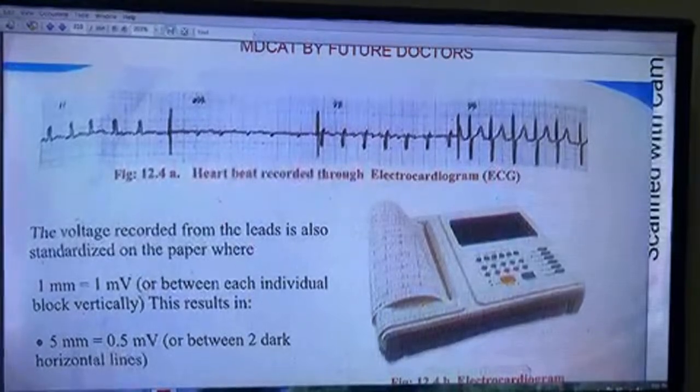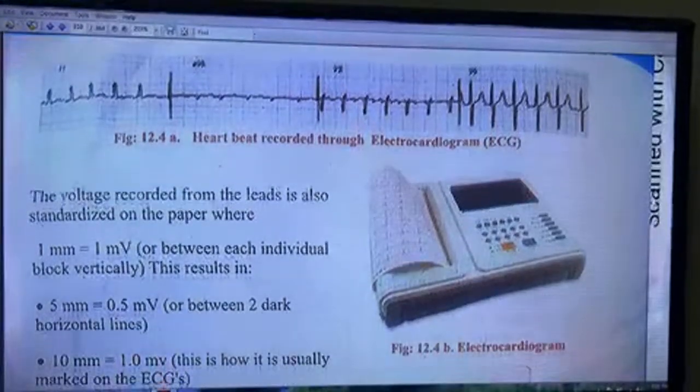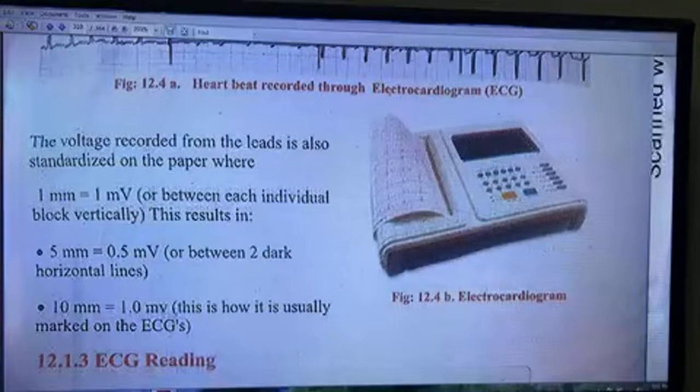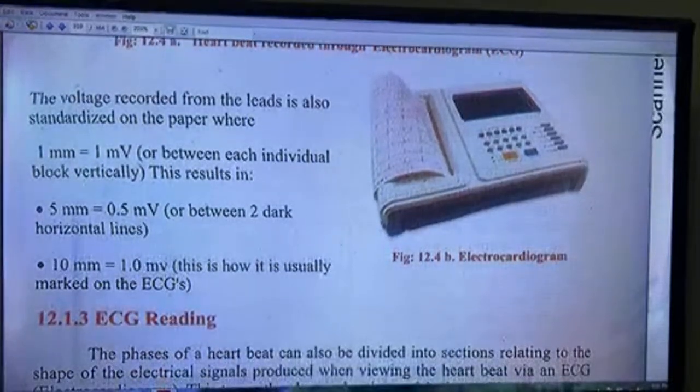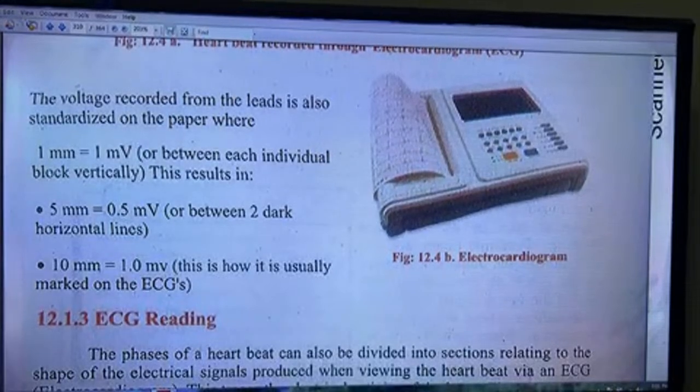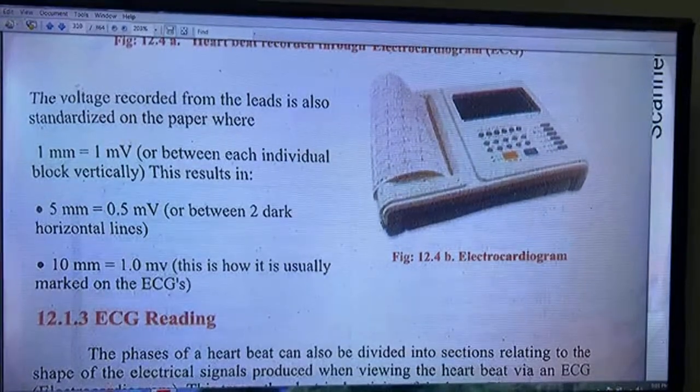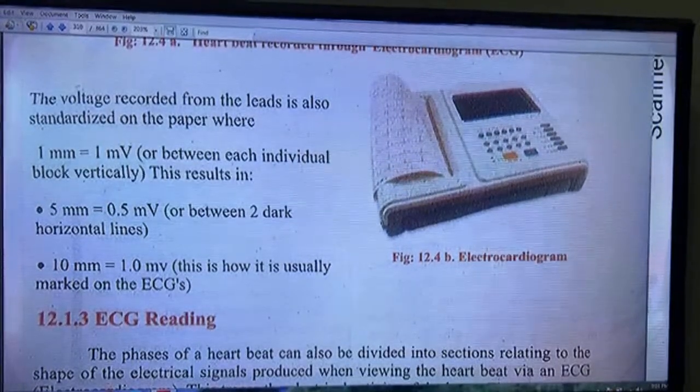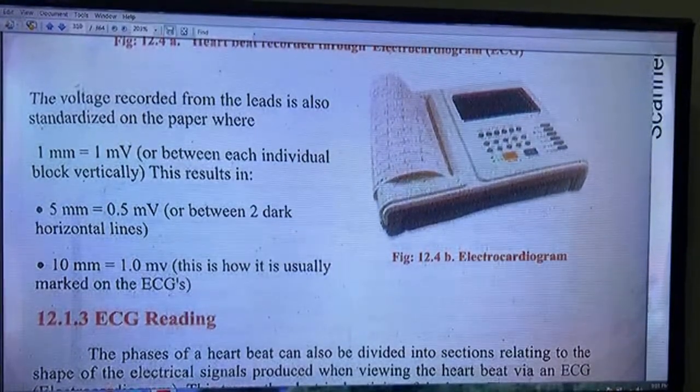The voltage recorded from the leads is also standardized on the paper, where 1 millimeter, 0.1 mV, is between each individual block vertically. 5 millimeters, 0.5 mV, are between two dark horizontal lines. 10 millimeters, 1.0 mV. This is how it is usually marked on ECG.